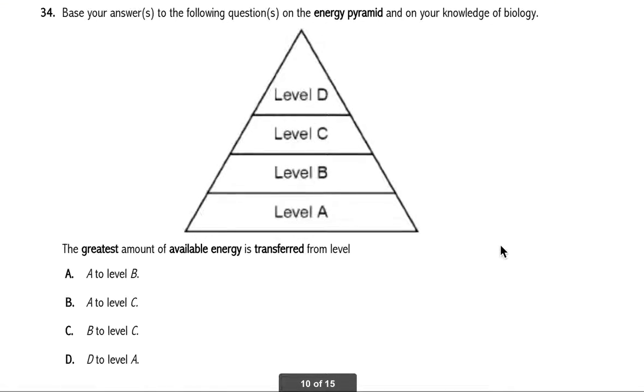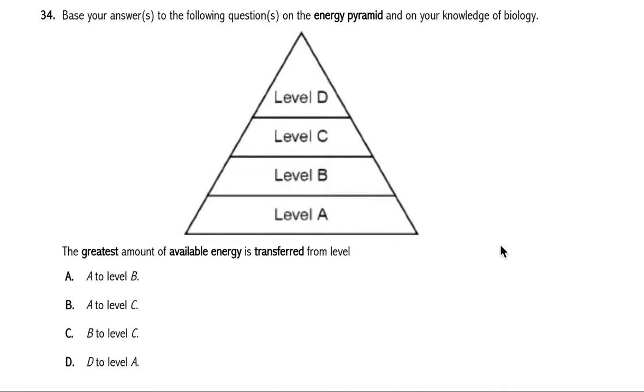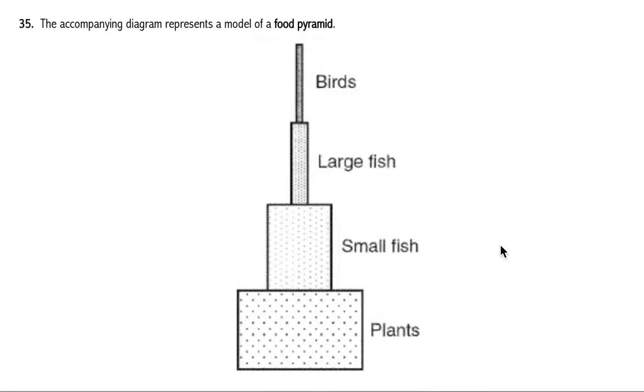Question 34. Base your answers to the following questions on the energy pyramid and your knowledge of biology. The greatest amount of available energy is transferred from level A to B, B to level C, A to level C, D to level A. Question 35. The accompanying diagram represents a model of a food pyramid.